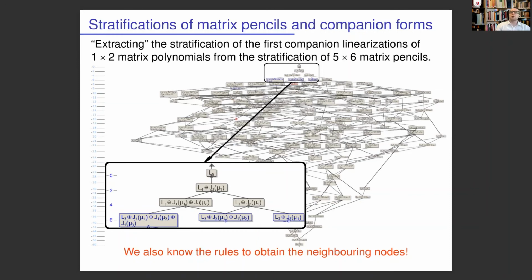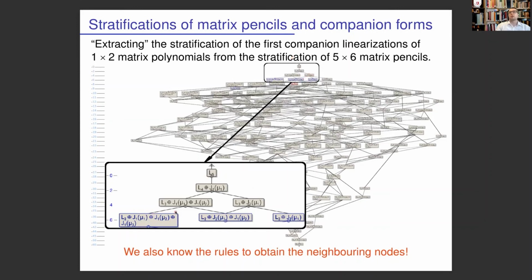So this big graph at the background here is for matrix pencils, and of course every 5 by 6 matrix pencil is then fully perturbed, and we have all the possibilities. But then we extract the nodes because we know how the invariants of the polynomials are changed when we linearize them. So that allows us to extract the proper nodes, and they are all in the top here. They happen to be in the top.